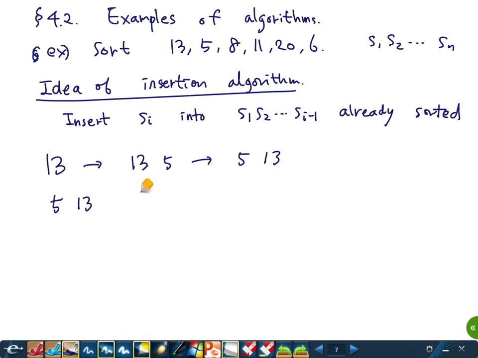Then we need to insert 8, right? Which place do we have to insert 8? It must be between 5 and 13. We insert it over here so that we get 5, 8, 13, like that. And the next number after 5, 8, 13 is what? 11. We need to place 11 somewhere. Where?